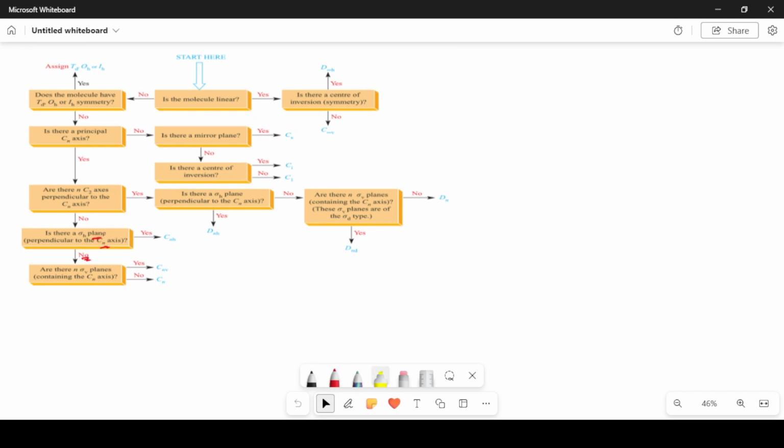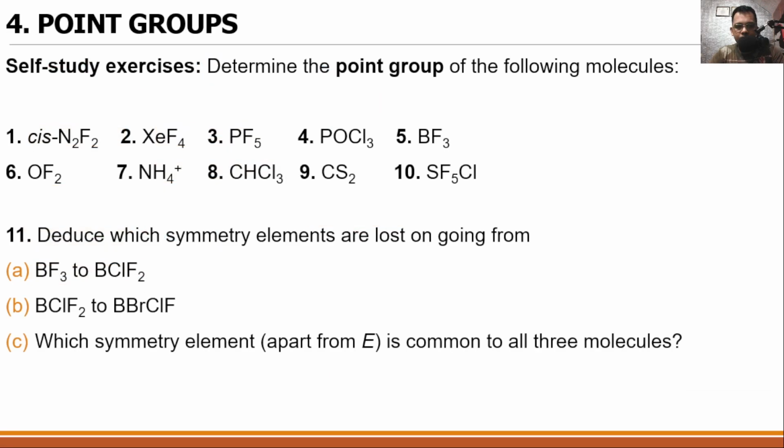Okay, let's continue. So, for number 2, what is our number 2? That is XeF4. Actually, kanina pa natin dinidiscuss itong XeF4. So, XeF4. Draw the VSEPR model for this. This is Xe. Anong shape nito? This one is square planar. Ayan. Square planar siya. So, how do I know that? Mastery of VSEPR theory.